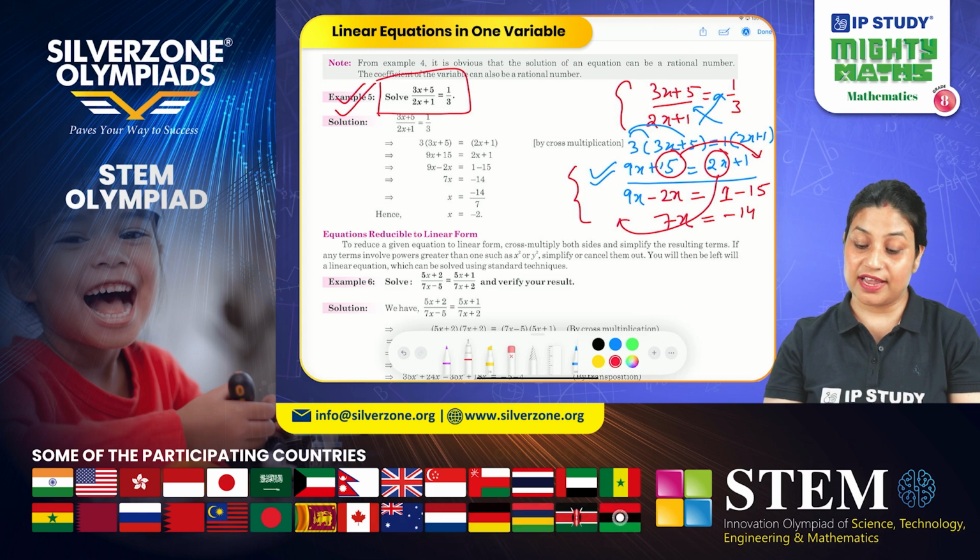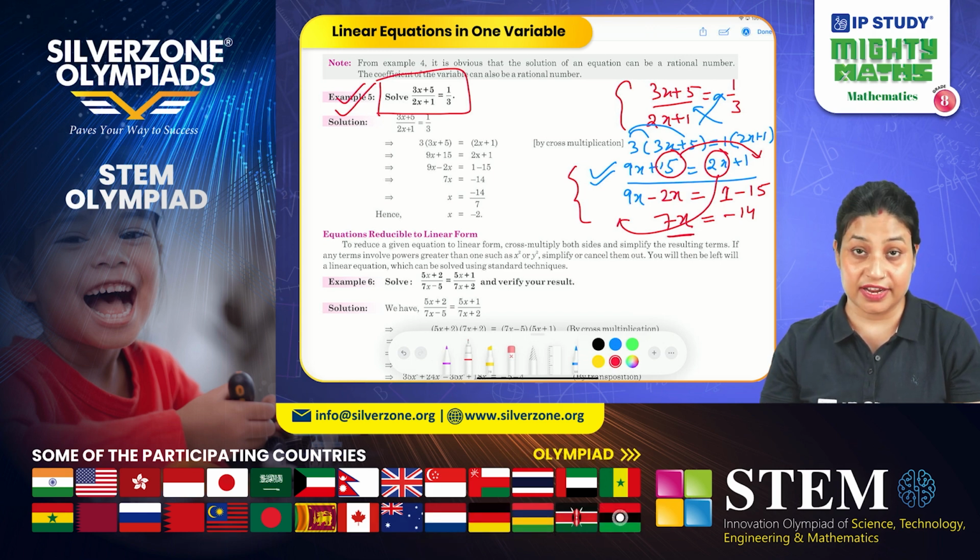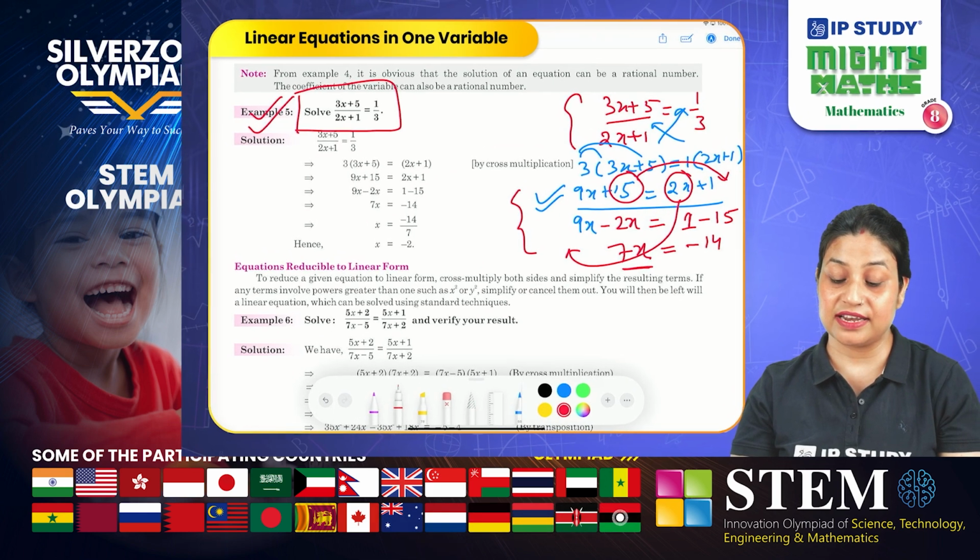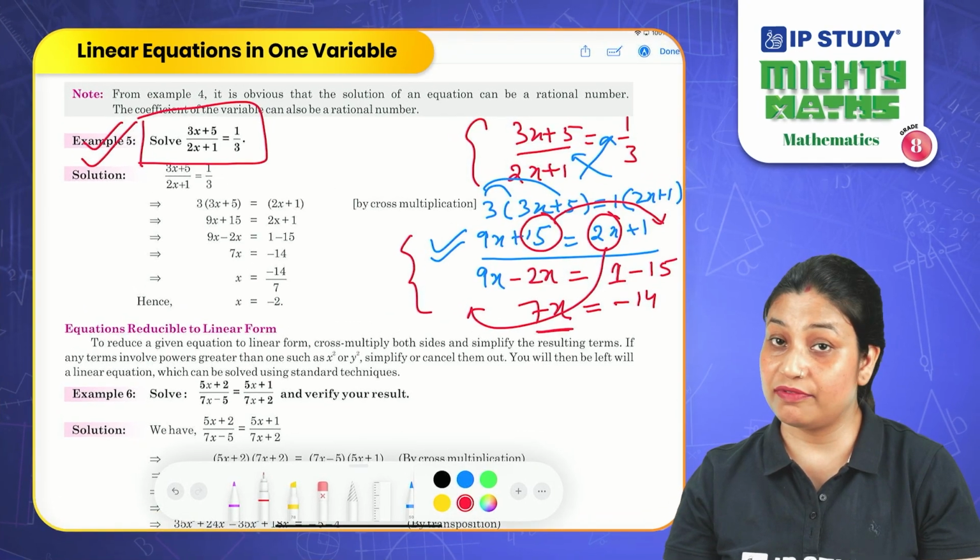Now next, I can see my variable is not free yet. Still it is having a number, that is 7. So I have to free my variable from this number, right?